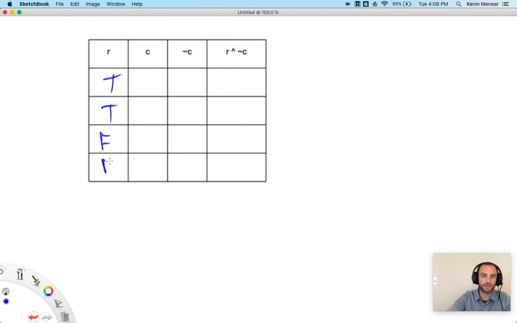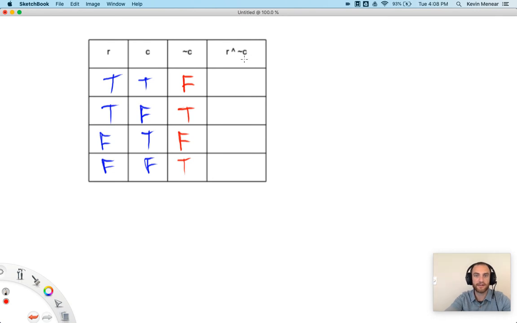True, true, false, false. Look at this. I don't even have to think. Just do it. Awesome. Then not C, that's easy. If C is true, not C is false. C is false, not C is true. C is true, not C is false. C is false, not C is true. There you go. It's just opposites.